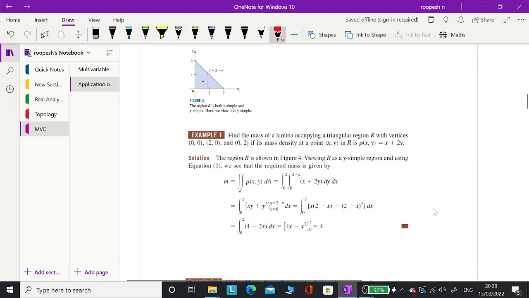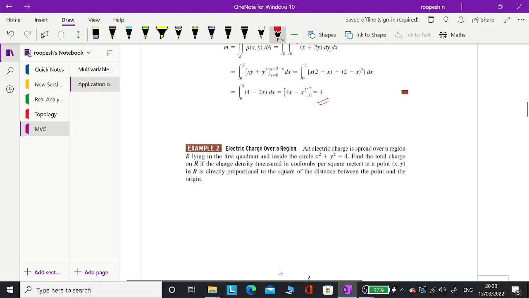Here they have used it directly, that is, the integral over R of rho(x, y) dA equals the integral from 0 to 2, integral from 0 to 2 minus x, of x plus 2y dy dx. They haven't used the polar form; they have done it directly. You can try it in polar form also. Then just integrating, we will get 4. So this is the first example.